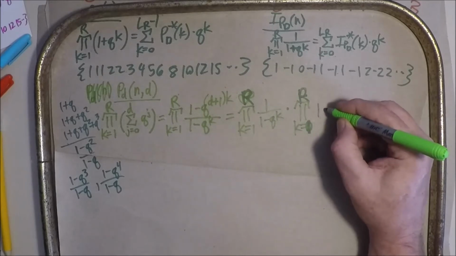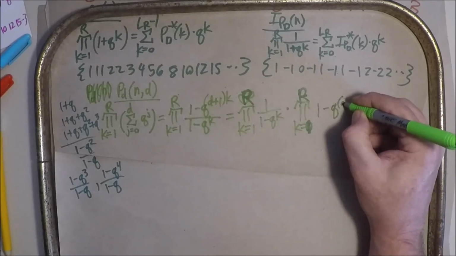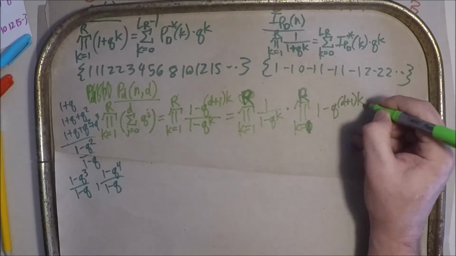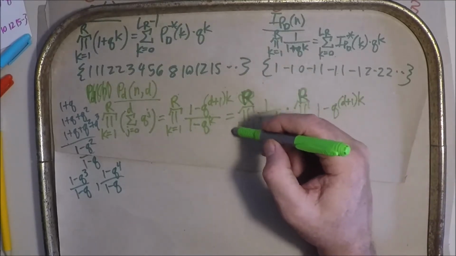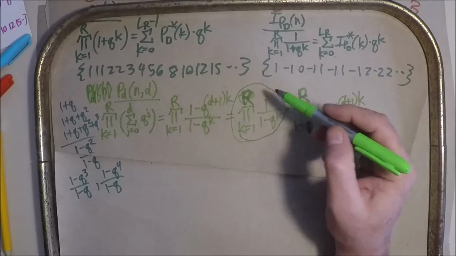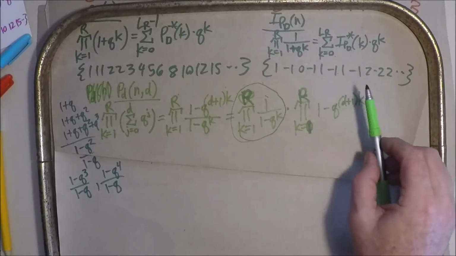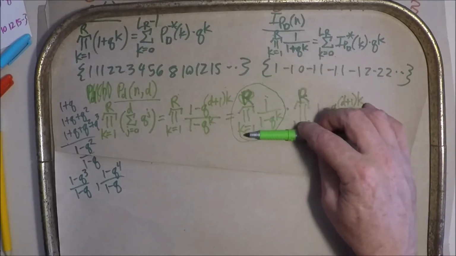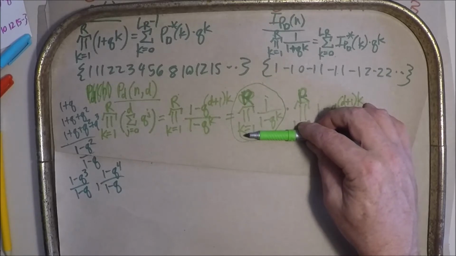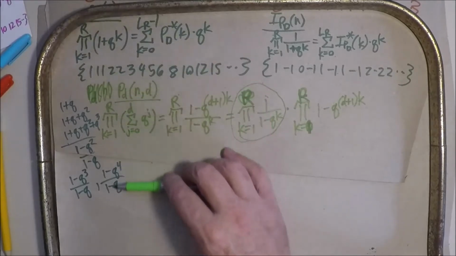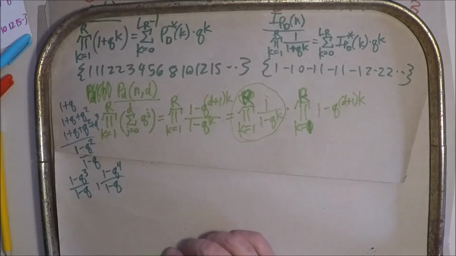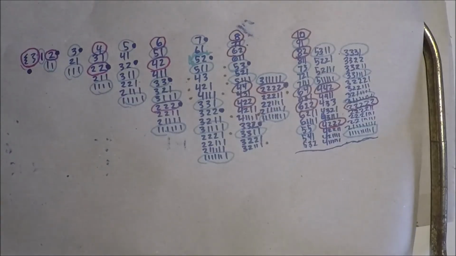Times 1 minus q to the (d plus 1) times k. So this is the Q series for our partitions. So regardless of what the value of d is, the Q series for partitions will always be a common factor over all d. So that's one, that's an identity.